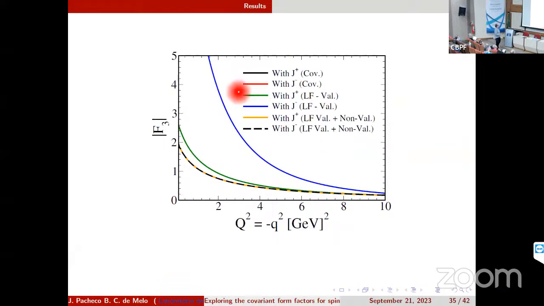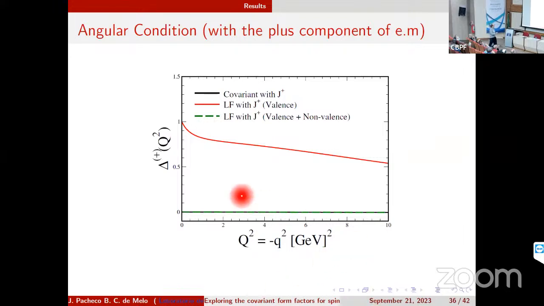And F3 also the same thing, broken a lot, the covariance. These three curves, black, red, and green are here. Green also broken, sorry. Then after, blue here, minus. After I add the zero modes component, like I showed you before with those relations, I obtain exactly the same result. Also, there is an angular condition. See, zero in equal time for minus and plus. But in light front minus, if I have only valence component, that's the plus component of the angular condition, no?